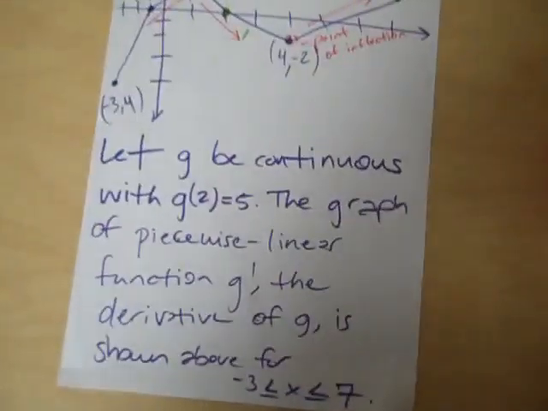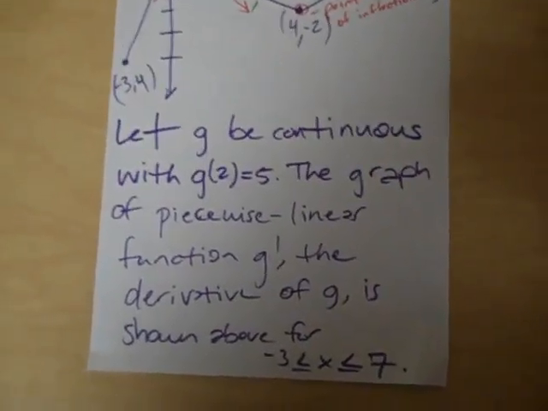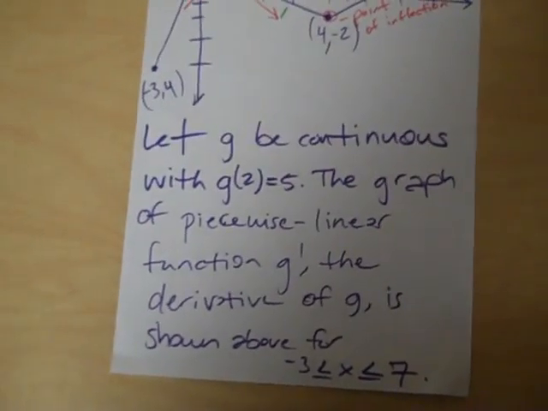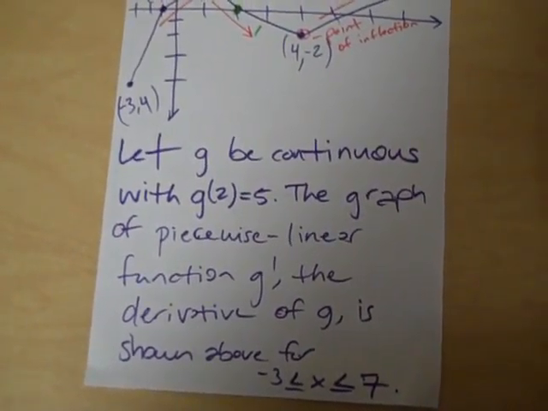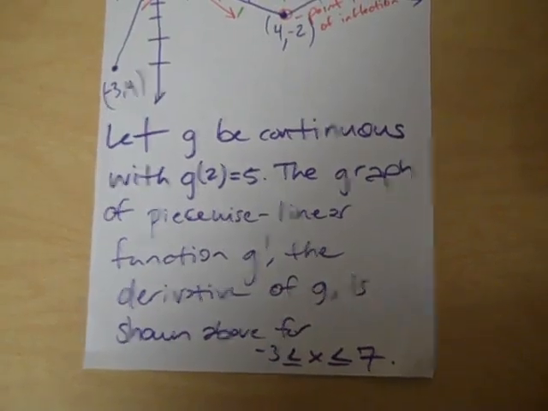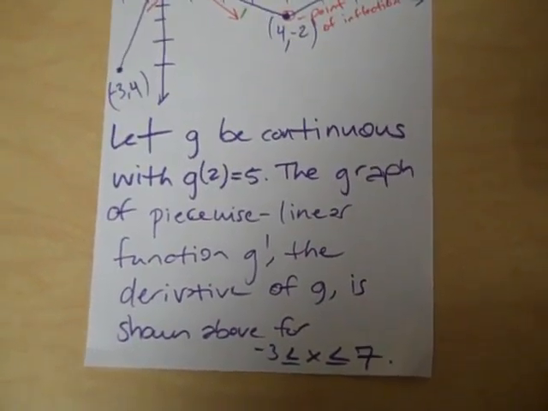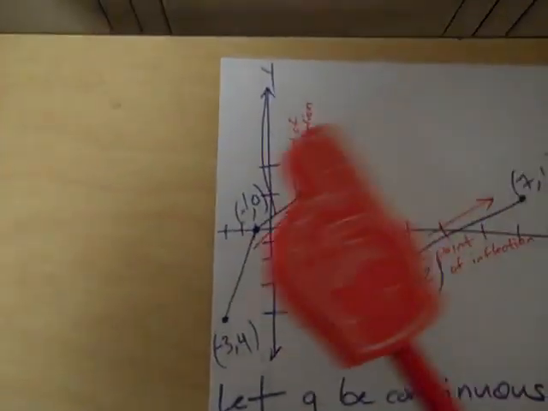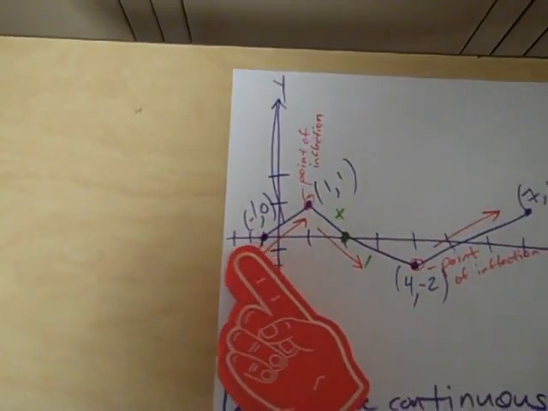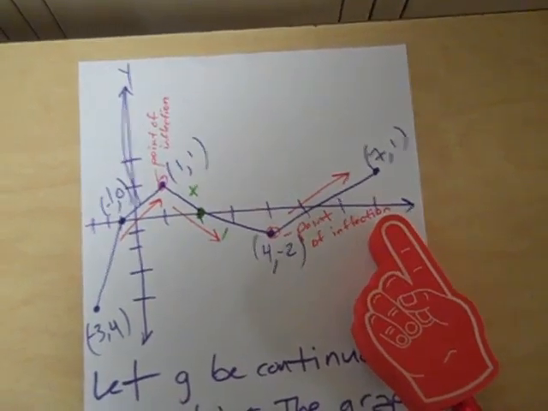The problem for number 5 asks, let g be continuous with g of 2 equals 5. The graph of piecewise linear function g prime, the derivative of g, is shown above for negative 3 is less than or equal to x, which is less than or equal to 7. Here is negative 3, and then to 7.